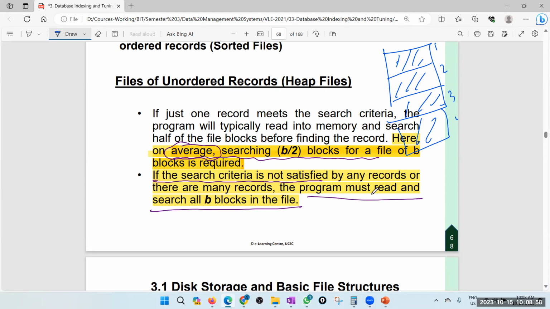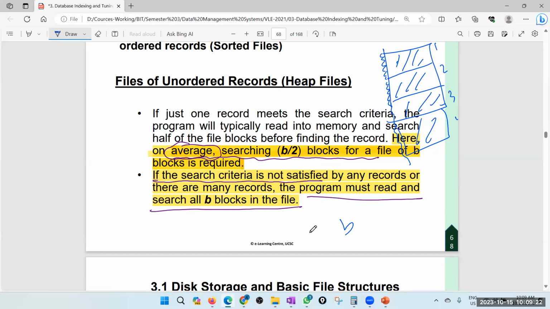And there's no order. We just have to search it from the first record to the last record, right? So best case, maybe you find it in the first block. Worst case, you find it in the last block. So if you look at the worst case scenario, if you have B number of blocks, you may have to access all B number of blocks. That is the worst case performance.